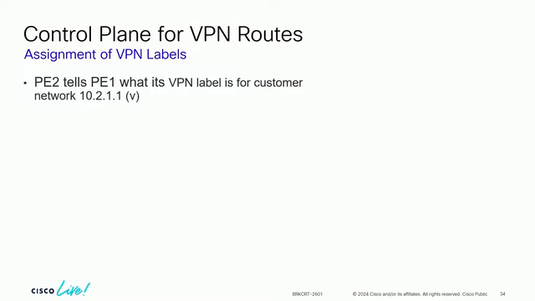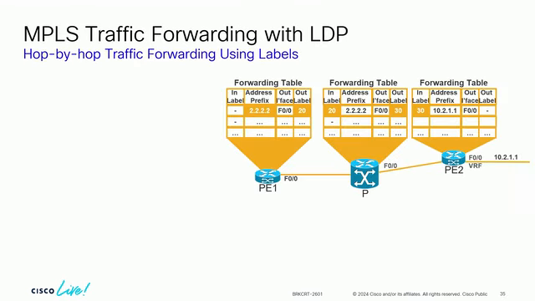The provider edge 2 tells provider edge 1 what the VPN label is, and you see this little V for that network of 10.2.1.1, right? We know it exists on a CE network as regular IP traffic, but we have to assign it a VPN label. That VPN label tells it what customer VRF to put it in. That's literally all this does. So let's show what that looks like.